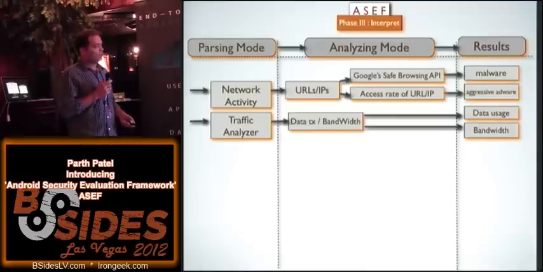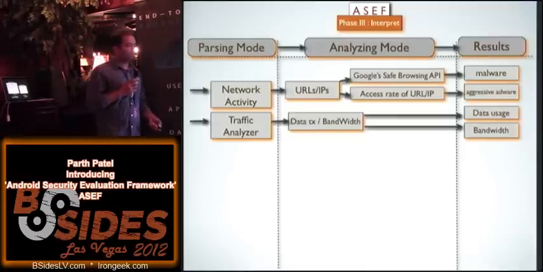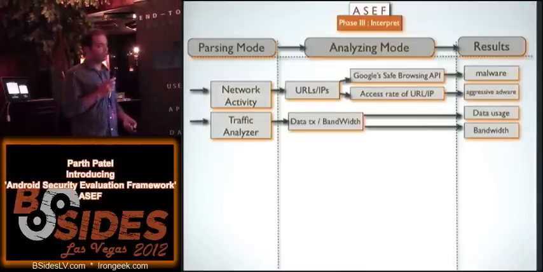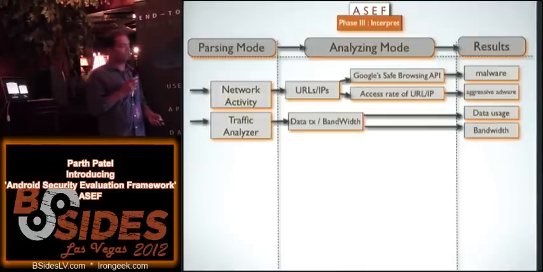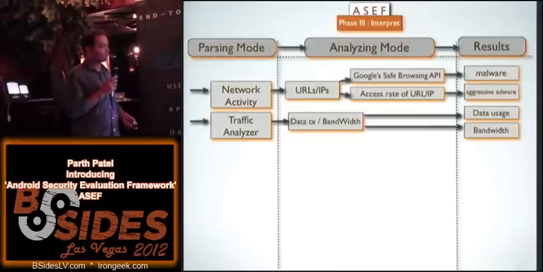The traffic analyzer will try to find out the amount of bandwidth that an app has consumed in that test cycle, and it will tell you all the data usage and bandwidth results for that particular test cycle.